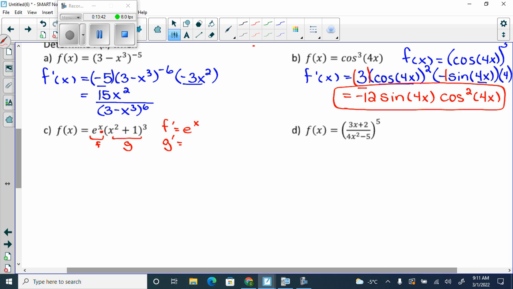So what's the derivative of x squared plus 1 to the 3? 3 times x squared plus 1 squared times 2x. Times 2x, and then they'll bring the 2x and the 3 together, and they'll write it as 6x times x squared plus 1 squared. Now, please pay attention.